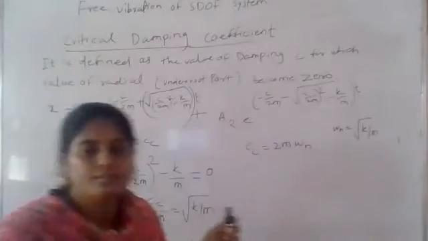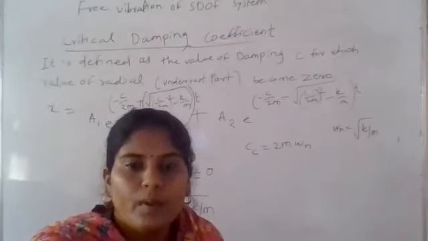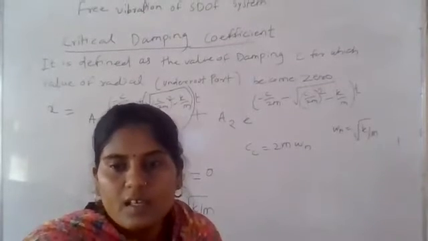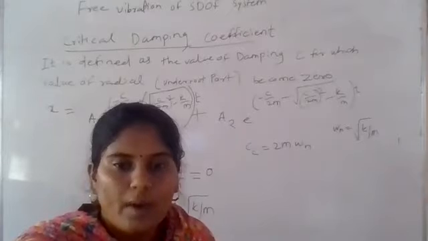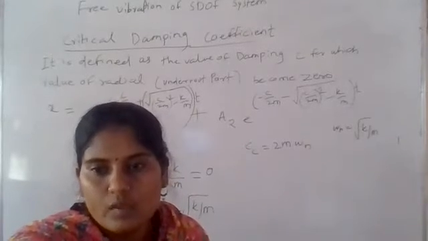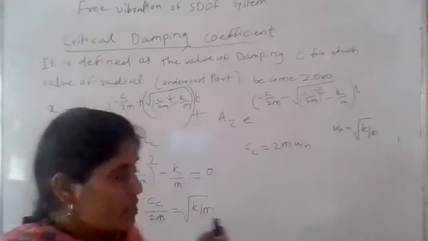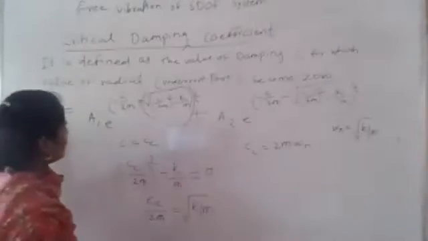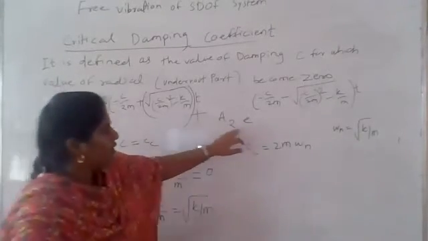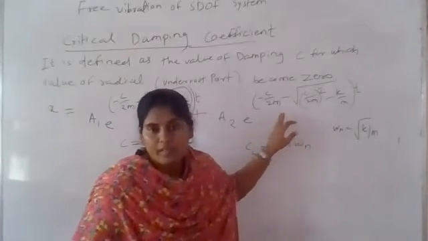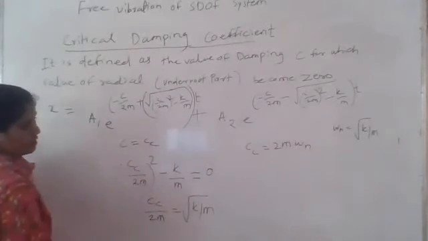First one is s1, which is nothing but the plus value, and s2 is nothing but the second value. And by putting these values, x is equal to a1 into e raised to s1t plus a2 into e raised to s2t. That we have already seen in the last lecture. And based on this, we'll go for the next point.